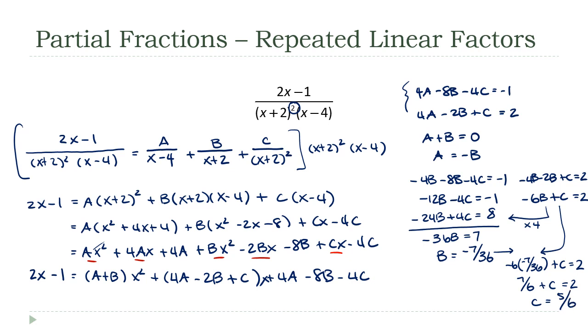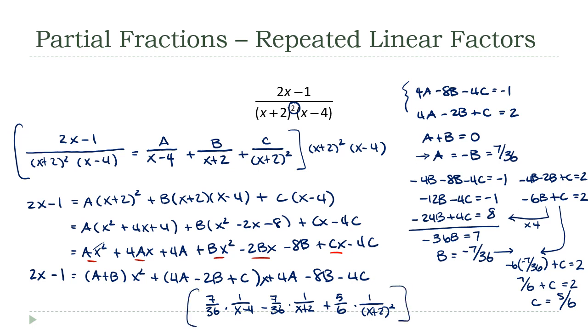All right, and finally, jump back up to here. A must be positive 7/36. And now we get our decomposition. It's going to be, make sure I get all my fractions right, 7/36 times 1 over x minus 4, minus 7/36 times 1 over x plus 2, plus 5/6 times 1 over x plus 2 squared. And there's my decomposition. Again, hopefully you can see the motivation behind this. Integrating this expression here would not be particularly difficult, and that is ultimately our goal.